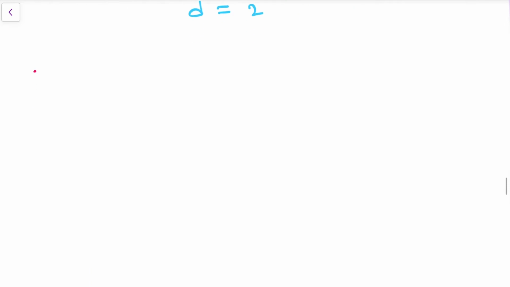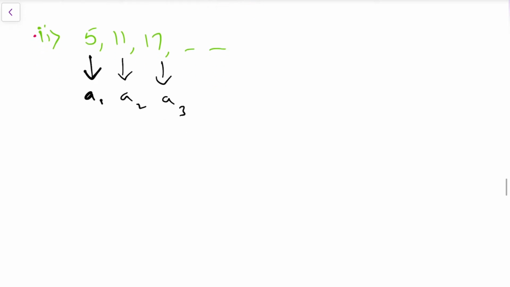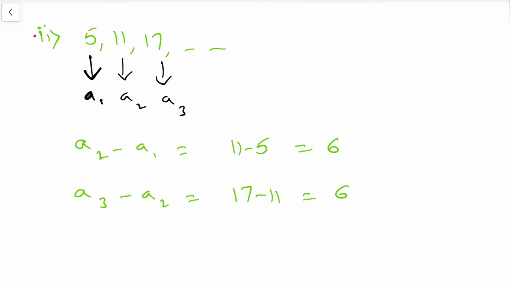5, 11, 17 and so on. Here also same again. This is A1 and this is A2 and this is A3. So let us find out the difference. A2 minus A1 equals 11 minus 5, which is 6. A3 minus A2 equals 17 minus 11, which is also 6. Here the common difference is 6. Then we can say that this is in AP.